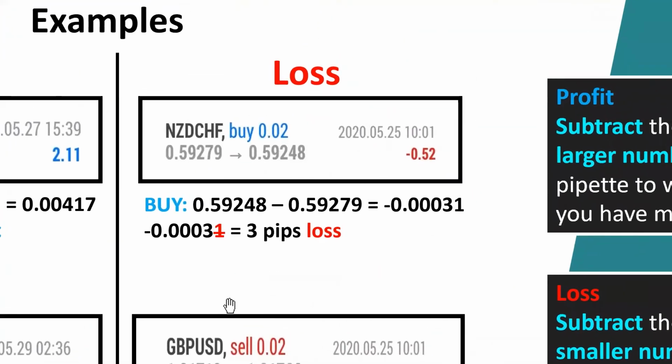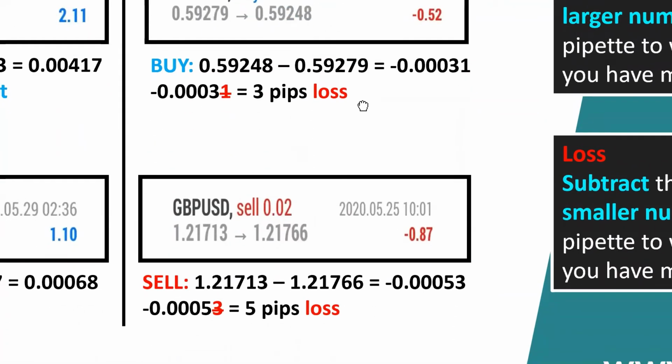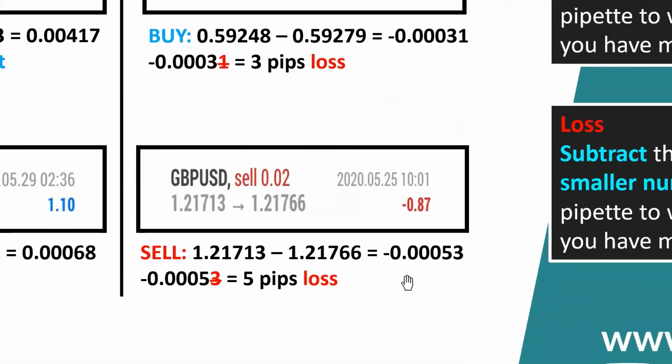For losses, you subtract the larger number from the smaller number, which will give us a negative figure. And then from there, you ignore the pipette, which shows that you've made a 3 pip loss. And the same for the sell: the larger number from the smaller number, which will give us a negative figure. And then from there, you ignore the pipette, which will tell you how many pips loss you've made.